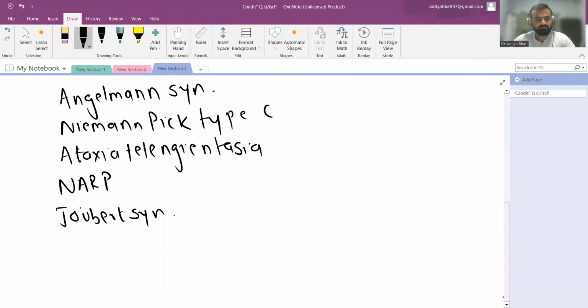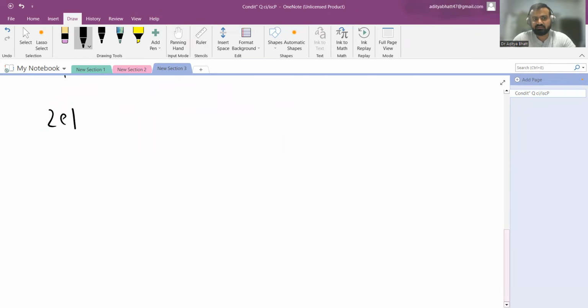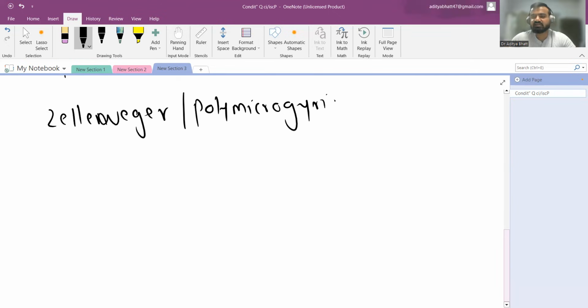And there is pontocerebellar atrophy. And two syndromes which might mimic any type of CP are Zellweger syndrome and polymicrogyria. Polymicrogyria is seen with congenital CMV infection and congenital rubella infection. Obviously, CMV is more common, so it is more likely to be with CMV.